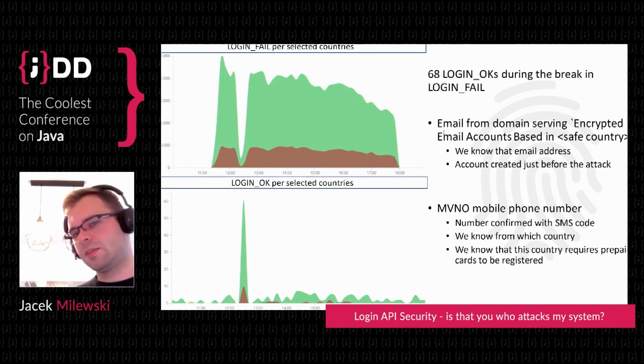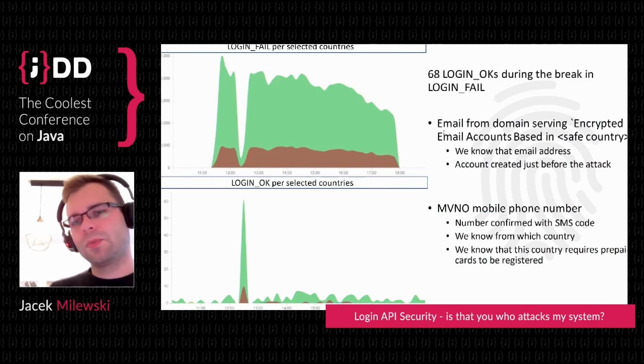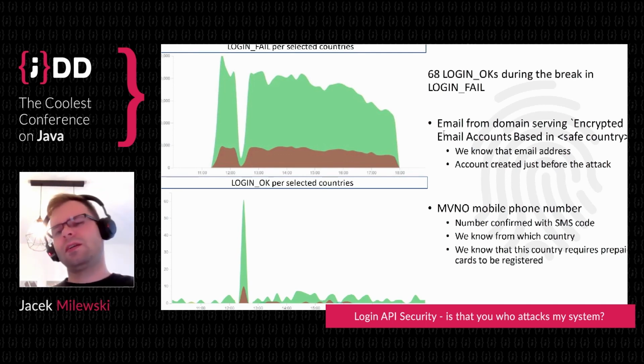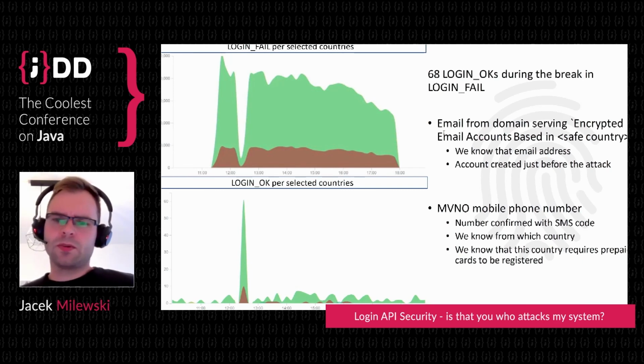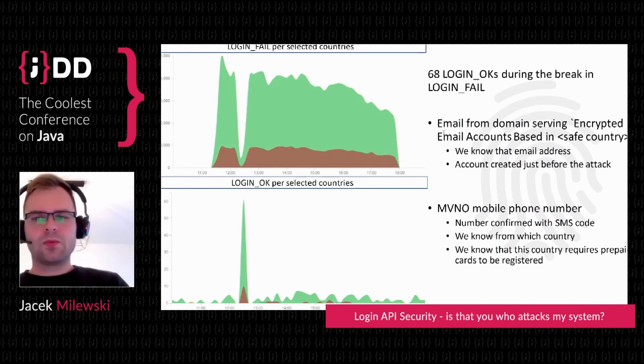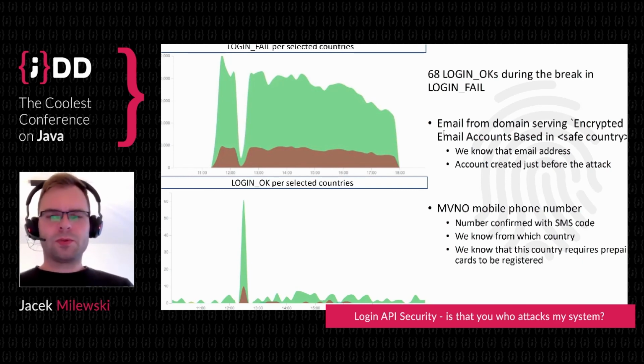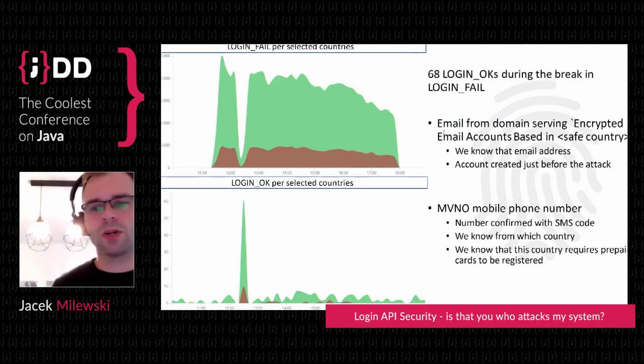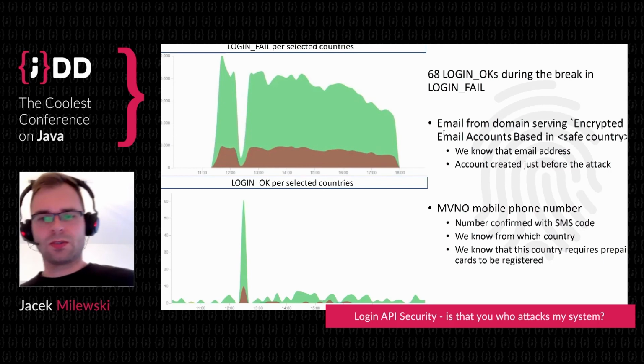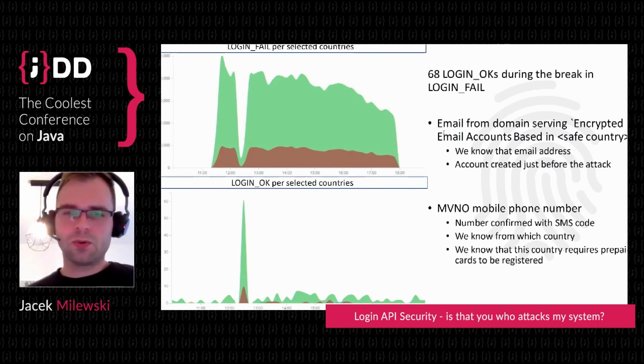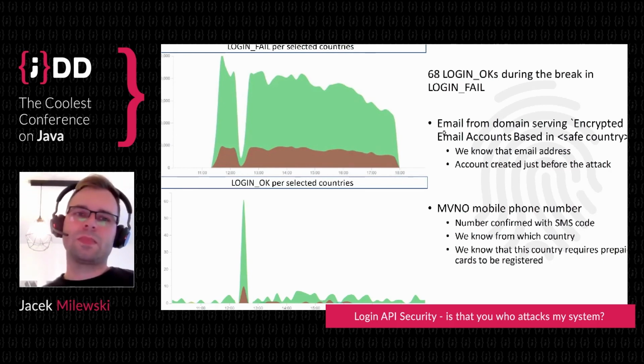It's not the only case. We have several similar cases before. The email is from a domain based in some safe country, encrypted email accounts, things like that. However, to register an account, we do also require a phone number, and we confirm this phone number with an SMS code. We know from which country. We know that this country requires prepaid cards to be registered. So actually, we know who was an attacker in this case.